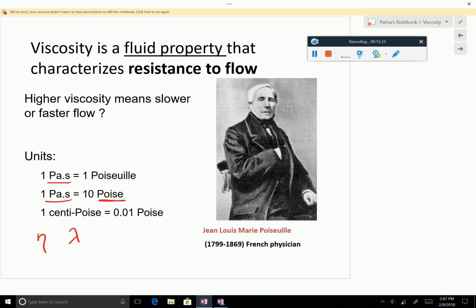And higher viscosity means a slower or faster flow? Slower, exactly. Because remember that what we are characterizing with viscosity is resistance to flow.